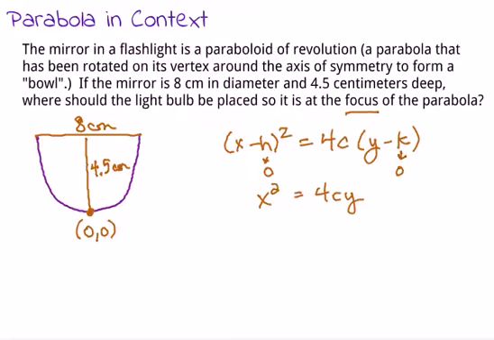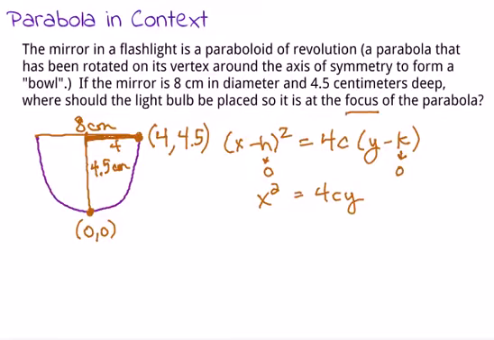So what I need is an x and a y. I need the coordinates of a point that's on this parabola. I'm going to pick this point right here. And if my vertex is at (0, 0), then this point is going to have an x coordinate of 4, because it's going to be this distance over, half of that 8, which would be 4. And then it's going to have a y coordinate of 4.5.